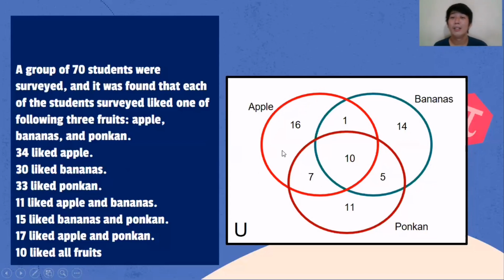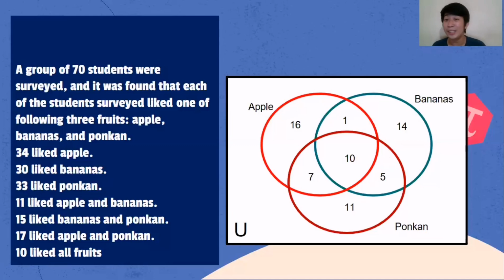And that's it. But before that, let's try to validate if our answer is correct. We need to have 70 students. 1 plus 14, that's 15, plus 5, 20, 30, 30, 41, 48. So we only have 64 students.